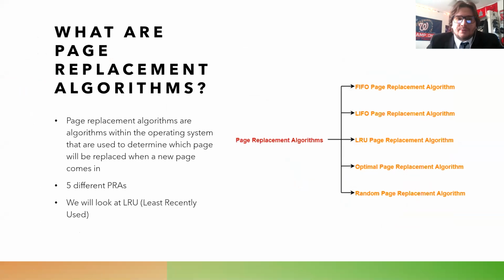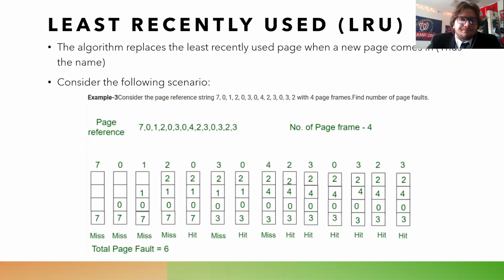So what are page replacement algorithms? They are algorithms within the operating system that are used to determine which page will be replaced when a new page comes in. And there are 5 different page replacement algorithms, as you can see in the figure on the right. Today we're just going to look at least recently used. However, you can see that there's also first in, first out, last in, first out, optimal, and random. But today we're just going to look at least recently used.